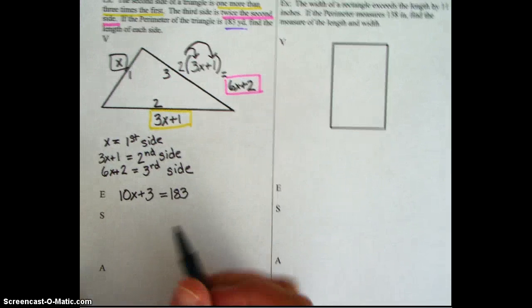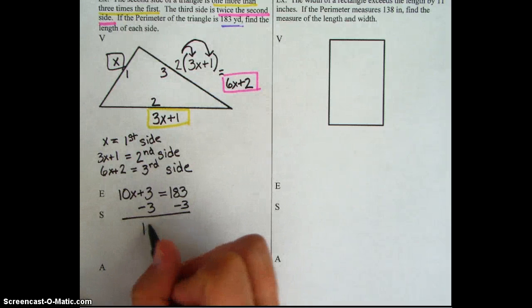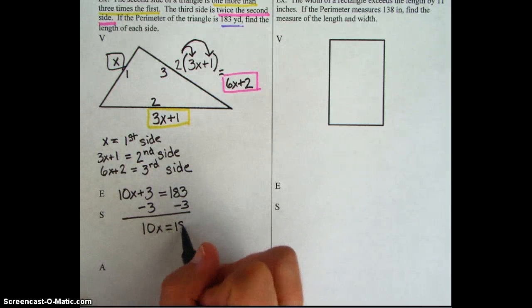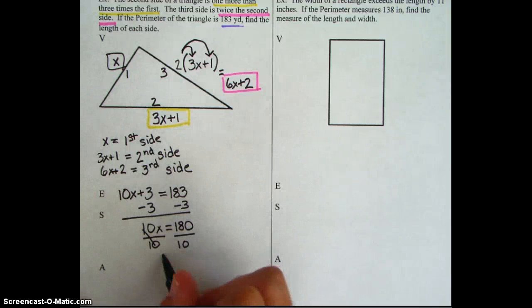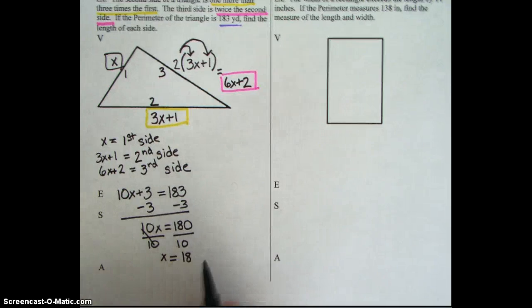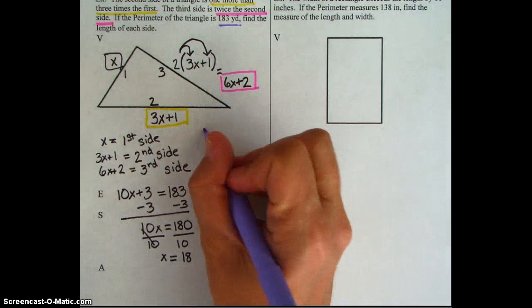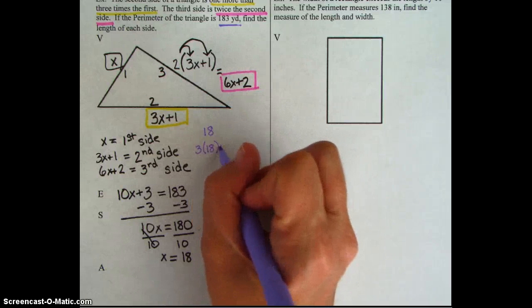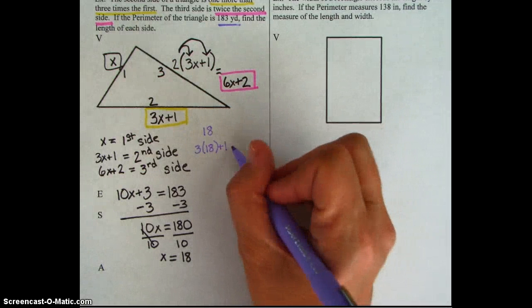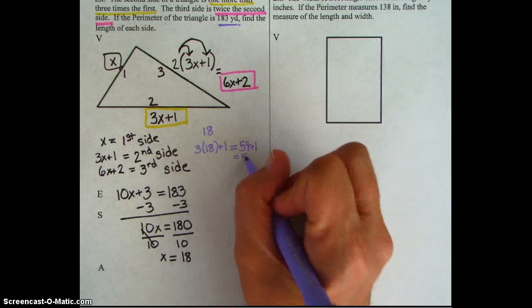Now we have to isolate x. We're going to subtract 3 from both sides to get 10x equals 180, and we're going to divide both sides by 10 to get x equals 18. We're going to use how we defined our variable in order to find the missing sides. If 18 is the first side, we have to do 3 times 18 plus 1. 3 times 18 gives us 54, plus 1 gives us 55.